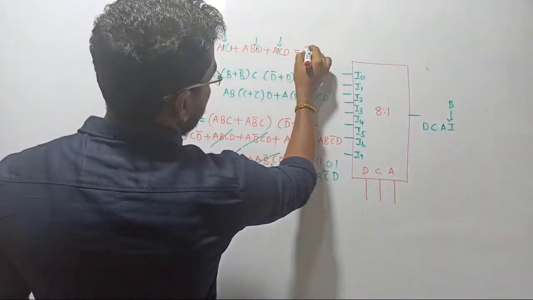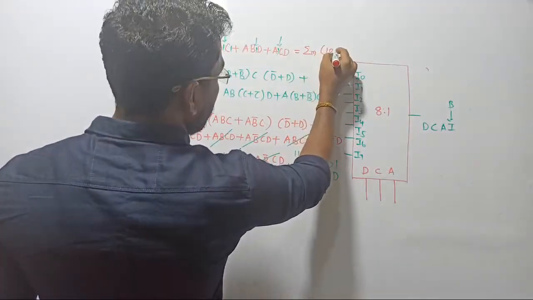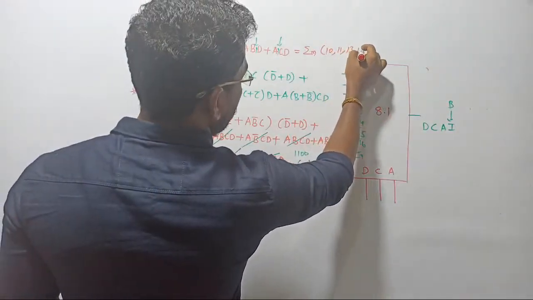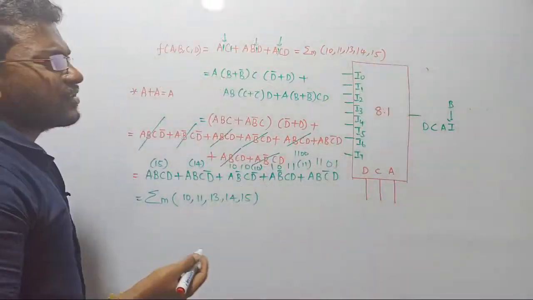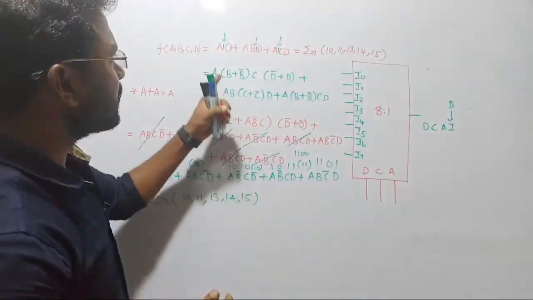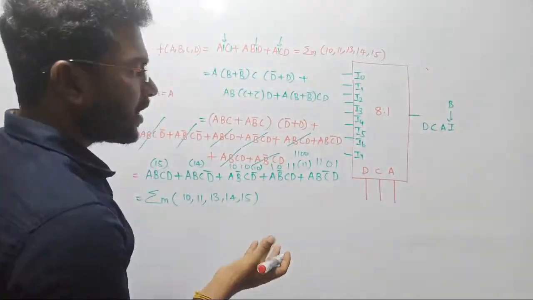It's equivalent min term, right? We found all those things: 10, 11, 13, 14, 15. See, nowadays you won't be tested with this type of big questions. Don't panic, because time consumption is the matter.